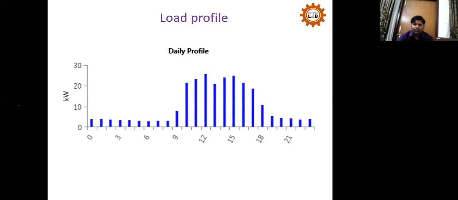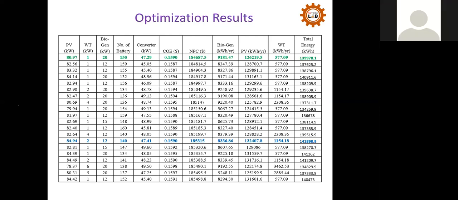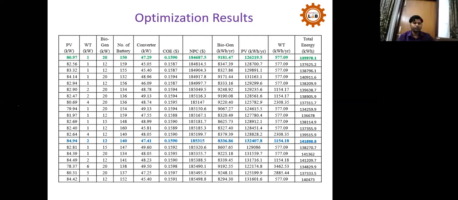Then you can give these inputs to the software, and it will calculate and tell you how much capacity will be suitable for the building. After the simulation you can see the result: which system is suitable and has the minimum cost. Here you can see the capacity of the system. For fulfilling the load demand of the building which I have shown, 81 kilowatt solar is suitable, wind is 1, biogenerator is 20, 150 batteries of 12 volt 100 Ah will be required, and converter capacity should be 48, and its cost will be minimum.